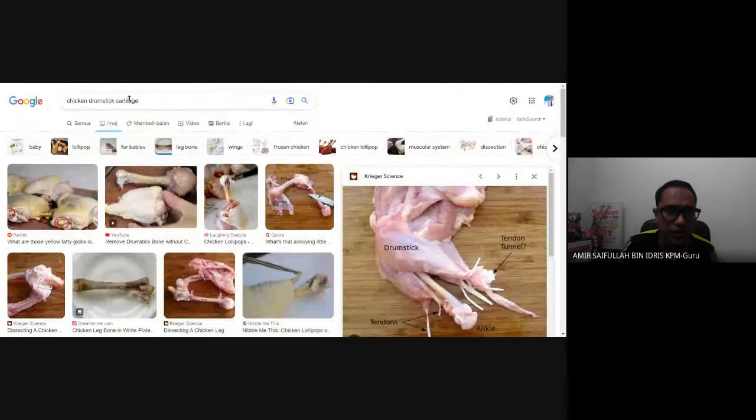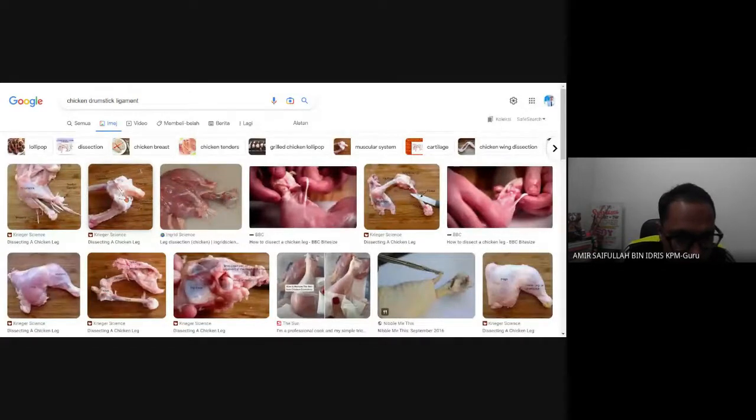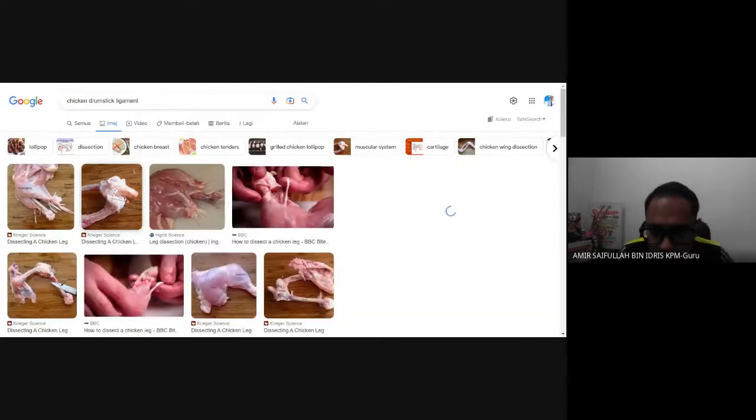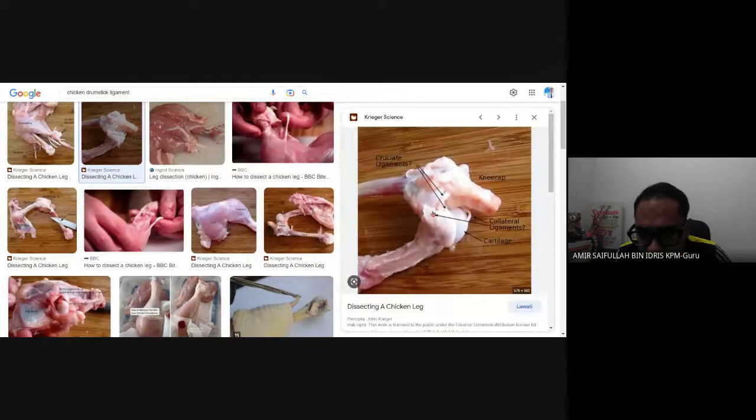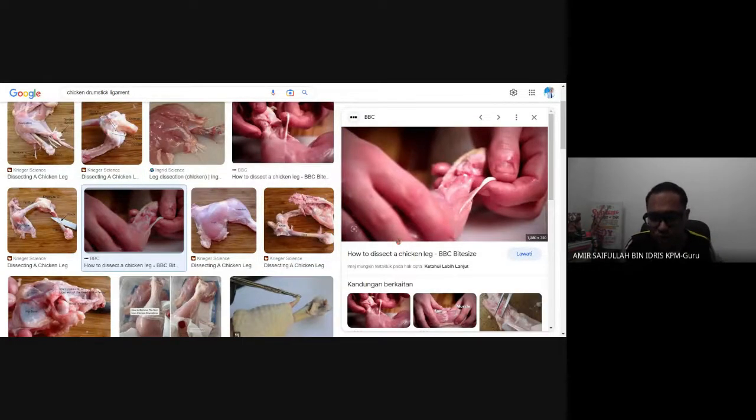Kita tengok ada tak chicken ligament. Ada tak? Something like this. Okay, so got muscle and also to the bone. So that one is called the ligament. Right? Lebih kurang macam tu lah. Right? So kalau bone to bone is called the bone to bone ialah tendon, muscle to bone is ligament.